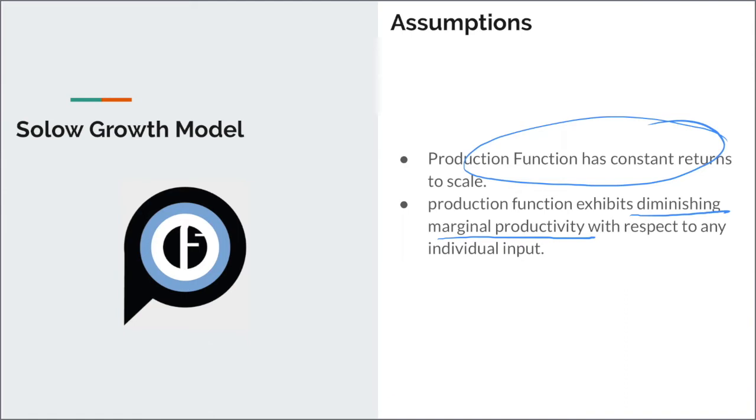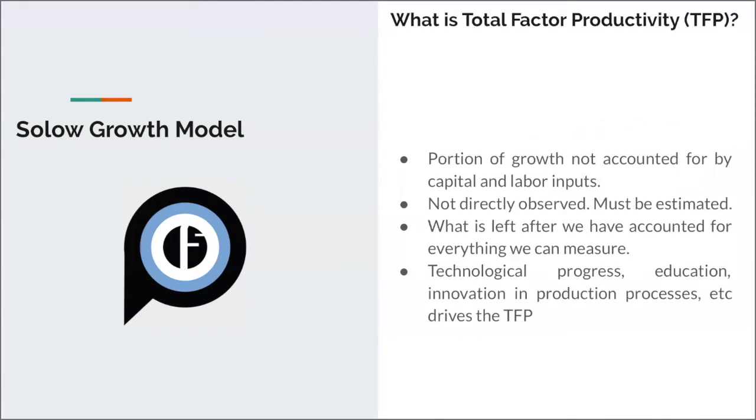So under the Solow Growth Model, output is a function of labor, a function of capital, and a function of total factor productivity. So what does total factor productivity mean? Total factor productivity represents the portion of growth that is not accounted for by capital and labor inputs. It is not directly observed. It must be estimated.